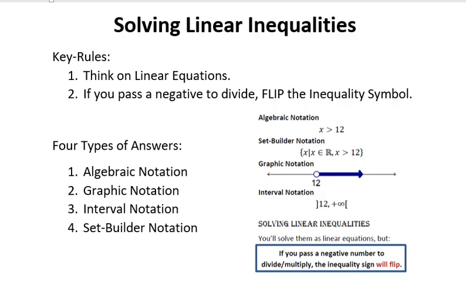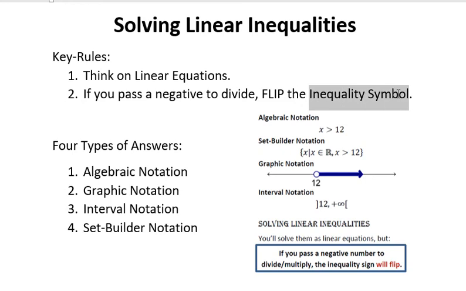Okay, we're gonna learn how to work with linear inequalities. You just need to learn or remember two key rules in here. When you're working with this stuff, you just need to think of linear equations. You solve them the same way, you just move terms from one side to the other. But there's an extra rule that makes it a little bit different: every time you pass a negative to divide or to multiply, you're gonna have to flip the inequality symbol.